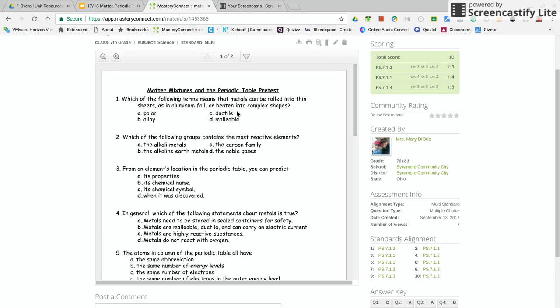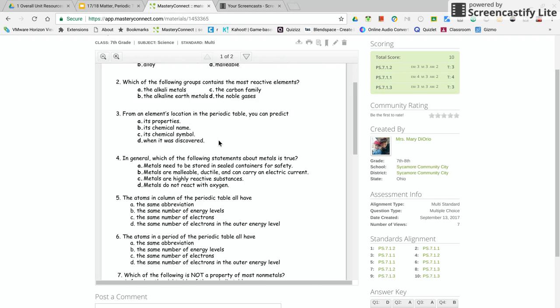A lot of people chose ductile, but ductile means to be pulled into a wire. Both of them are properties of metals, so that we were able to identify that, but I was actually asking which one can be flattened into a sheet, and that means malleable.